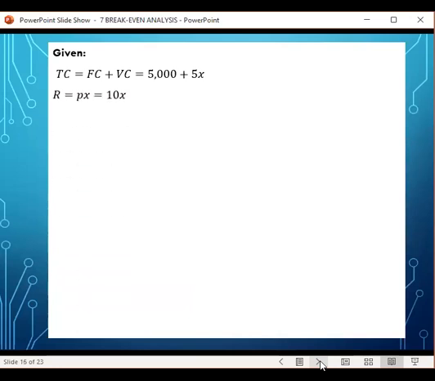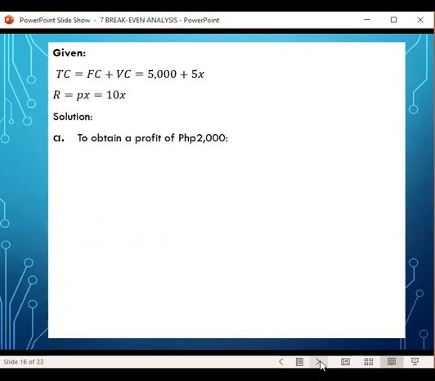So our total cost, that is the fixed cost plus the variable cost. We know that the fixed cost is 5,000 pesos and the variable cost, that is 5 pesos per pad. So that is 5x. The revenue would be equal to price multiplied by x. The selling price of one pad of paper is 10x. Okay, so you have the revenue.